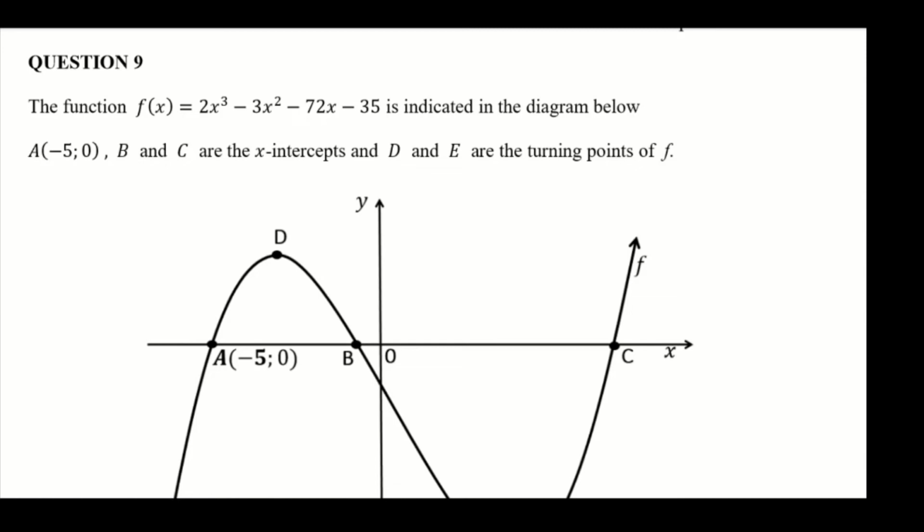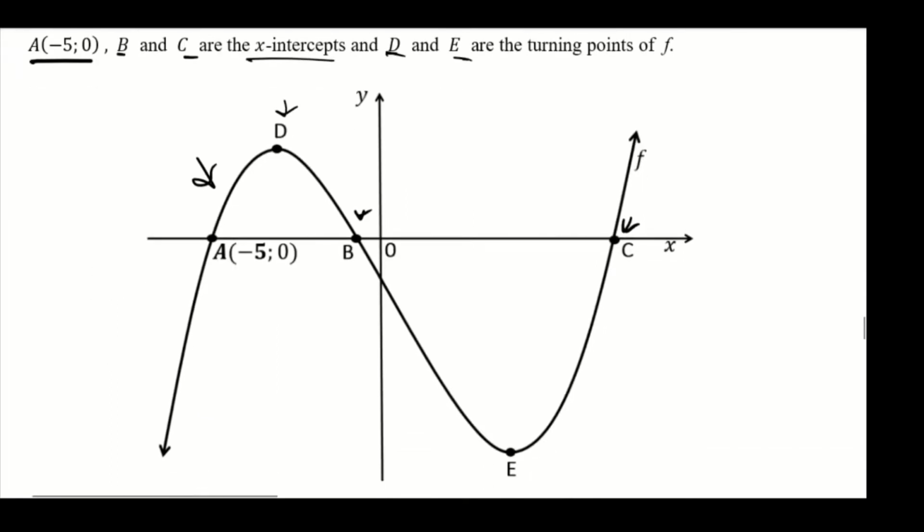So now we are going to do question 9. We are given f of x equals 2x cubed minus 3x squared minus 72x minus 35. We are given point A of the cubic function here, and we're given B and C, which are the points indicated as the x-intercepts, and we're given D and E, which are the turning points of our cubic function. So another one here, right?